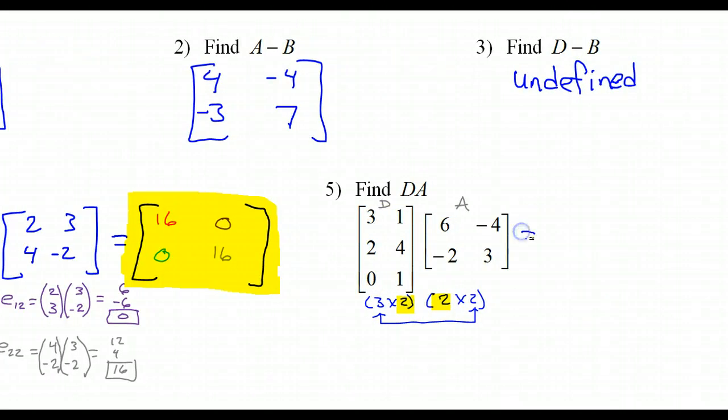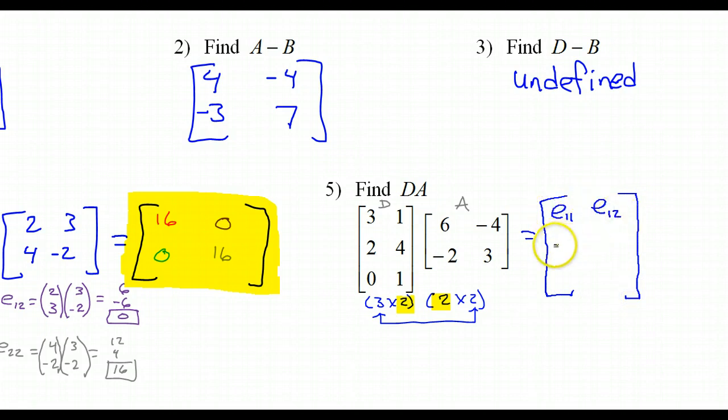Okay, so that is helpful because I'm going to set that up. My answer is going to be in the shape of a 3 by 2 matrix. So I'm looking for this: element 1,1, element 1,2, element 2,1, element 2,2, element 3,1, element 3,2. Setting up the shape helps you make sure you're not missing anything. It's got to be a 3 by 2 matrix, 3 rows, 2 columns. So now I just have to find each of these 6 elements very carefully.